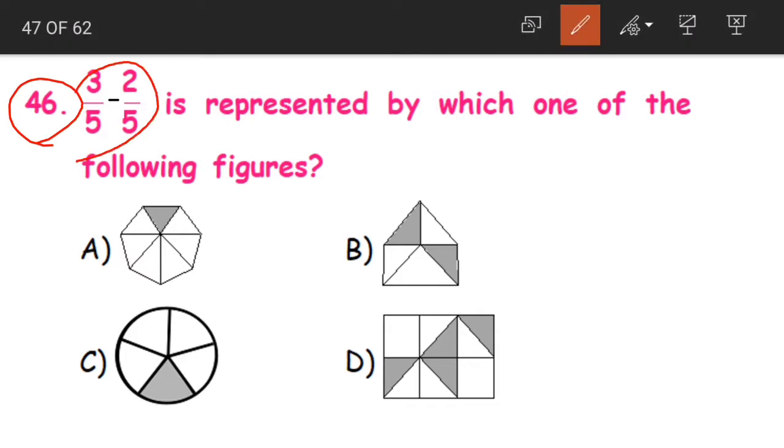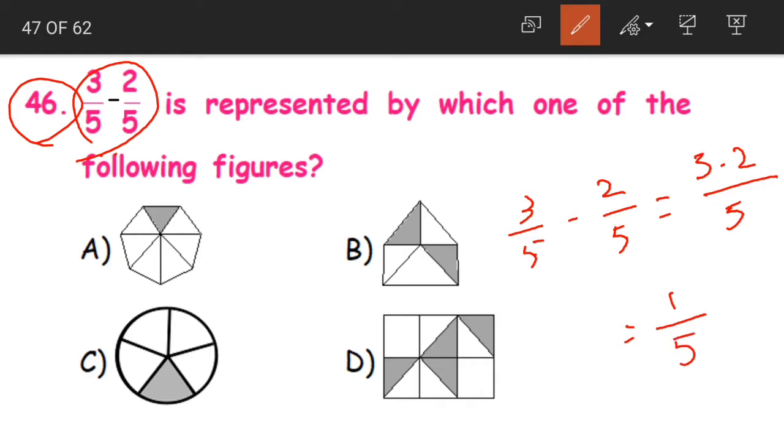Now first let us find out what this actually is. 3 by 5 minus 2 by 5 is equal to how much, children? How will we subtract these two like fractions? Subtract the numerators and keep the denominator. Yes, 3 minus 2 is equal to 1 divided by 5, our denominator. So 1 by 5 is the fraction that we are looking for.